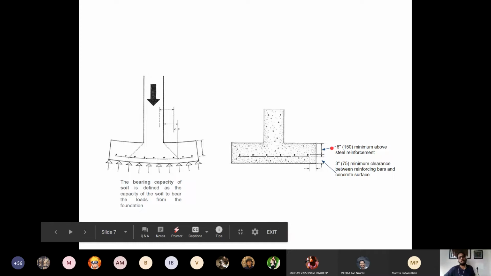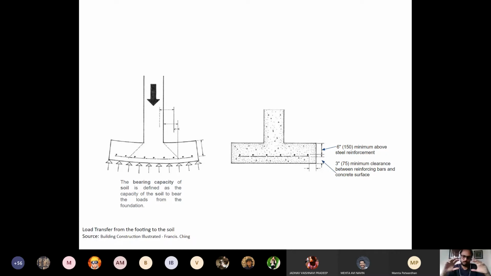Okay, let us think about the foundation again a little bit. What is happening in the foundation? The load which is coming down from the column is distributed across the entire foundation, and that needs to be countered by the bearing capacity, or the bearing load that is coming from the soil itself.